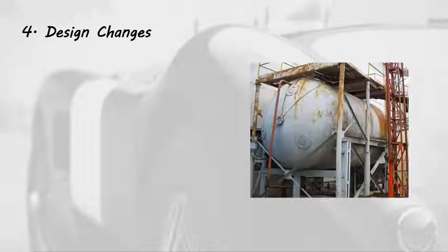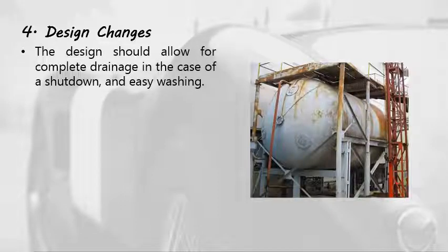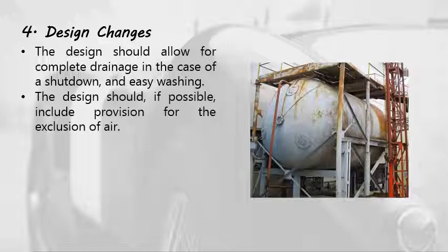The fourth way to prevent corrosion is through design changes. The design should allow for complete drainage in the case of shutdown and easy washing. Since dissolved oxygen may enhance the corrosivity of many solutions, the design should, if possible, include provision for the exclusion of air. That is the reason why in thermodynamics you can see some equipment that involves a part where we can actually exclude or exhaust air.